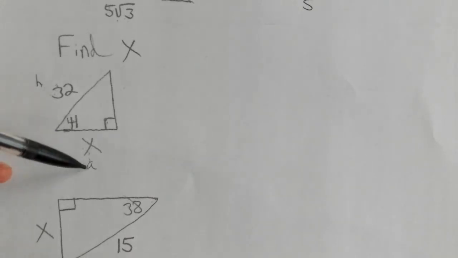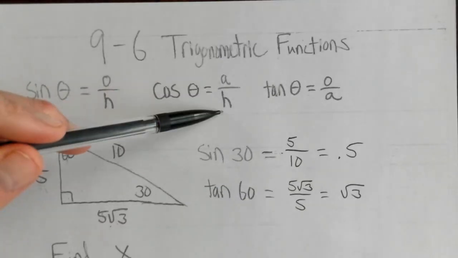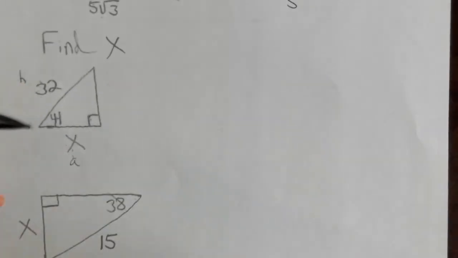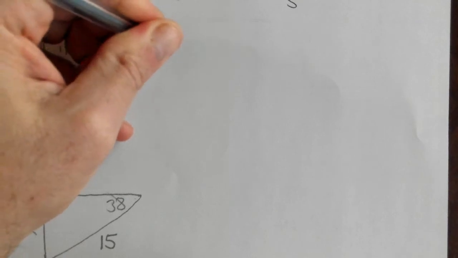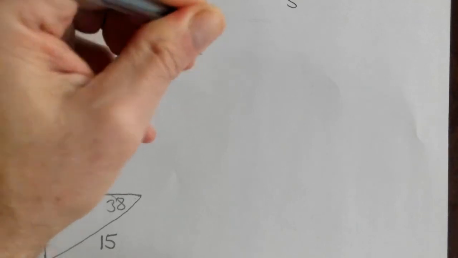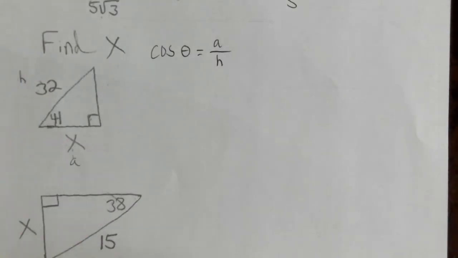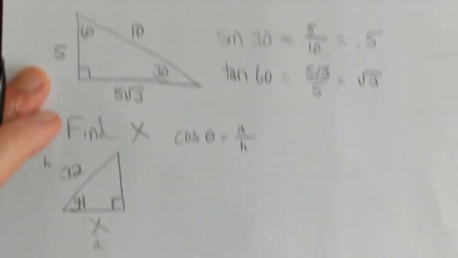They've given me an adjacent and a hypotenuse. So if I have an adjacent and a hypotenuse, what equation am I going to use? Cosine. So write down the cosine equation first. So once you identify it, write it down. So cosine of theta equals adjacent over hypotenuse. Okay, so once you write it down, fill it in.